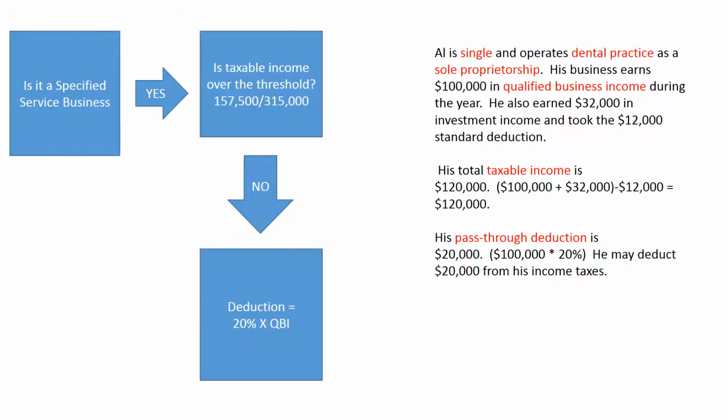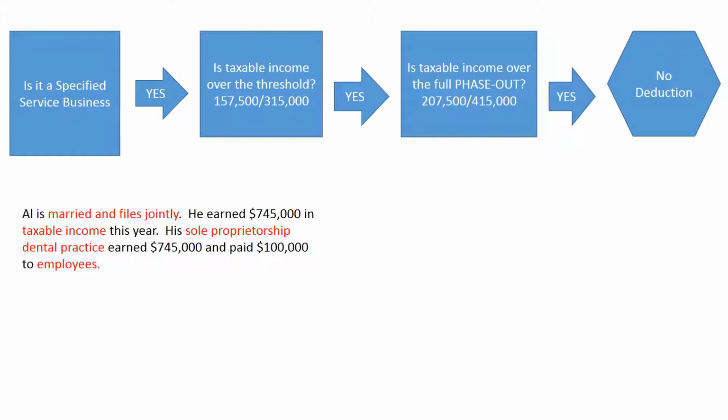If your taxable income is within the $157,500 or $315,000 threshold, that's all there is to the pass-through deduction. You are effectively taxed on only 80% of your business income.